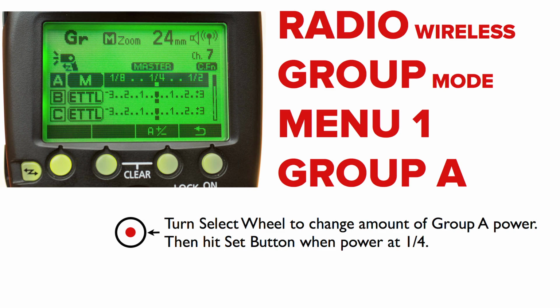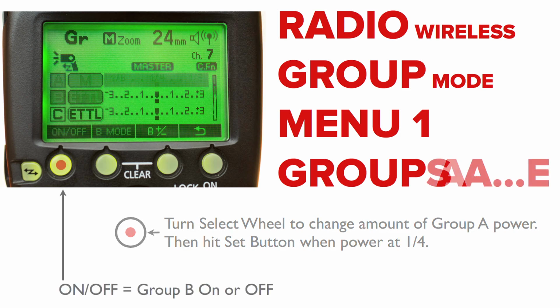If I want to change the power in manual mode, it's just like doing it directly. All right? I had to create the little select wheel and set button down there because the frame didn't capture all of it. But basically, I had that manual setting at full power. I want to dial it down, so I turn the select wheel, just like you already know how to do. You hit the set button, and I just changed the power for group A down to 1/4.